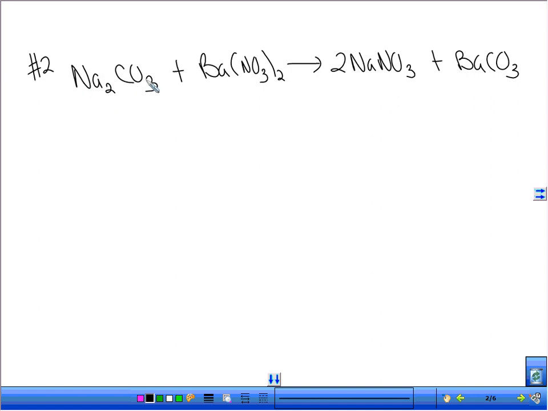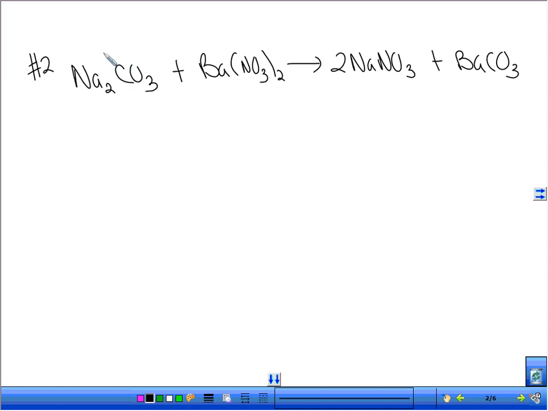Well, this is not a nitrate compound. But the second one says slash all alkali metals. If we look at sodium under the periodic table, it is an alkali metal. That means sodium carbonate compound is actually going to break apart. Just like sodium chloride breaks apart into its ions, this guy's going to break apart into his ions.